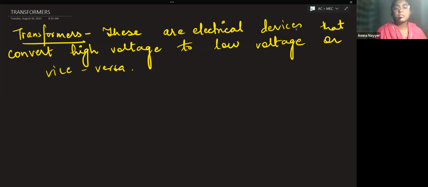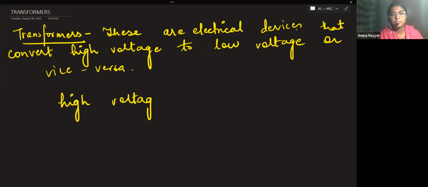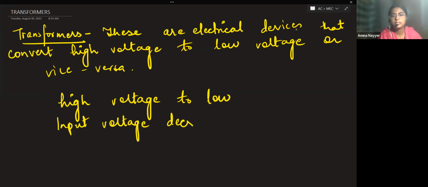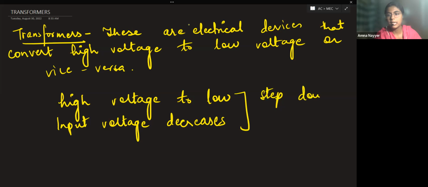Now regarding transformers, you have to remember two types are present: either high to low or low to high. If you have high voltage to low, this means essentially what is happening to the input voltage? The input voltage is decreasing from high to low. So there is a decrement in the input voltage. These types of transformers which push the voltage down, from high to low, you can remember from the term only, are known as step down transformers.